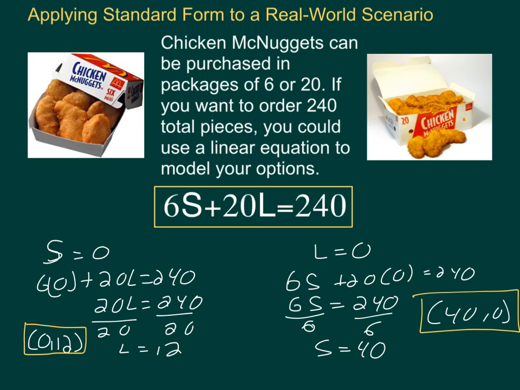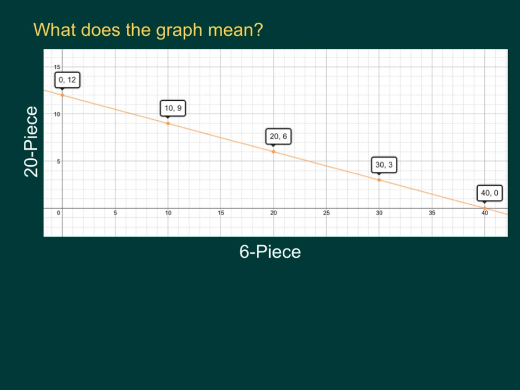All right, so let's graph those 2 points and connect them. Let's take a look at that graph. So you have here the graph, and we can see exactly these 2 points, the 0, 12, and the 40, 0, and we've connected them. And I've identified 3 other points that are on the graph. And so what we have here is a lot of different options. The graph actually shows us all the different ways we could get 240 total pieces of chicken. The x-axis I've labeled 6 piece, my y-axis 20 pieces, small or large.